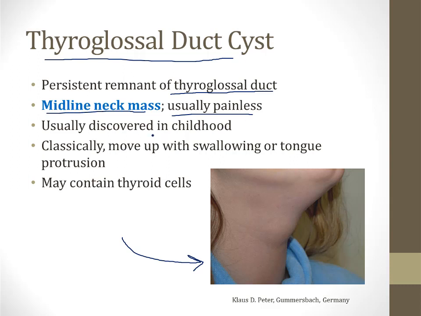It's usually discovered in children, and classically it will move up with swallowing or tongue protrusion, and this is because it's a remnant of the thyroglossal duct and it still has some connection to the mouth and the tongue, and that's why it moves when you swallow or protrude the tongue. And sometimes it even contains thyroid cells when you remove the neck mass and look at it under the microscope.